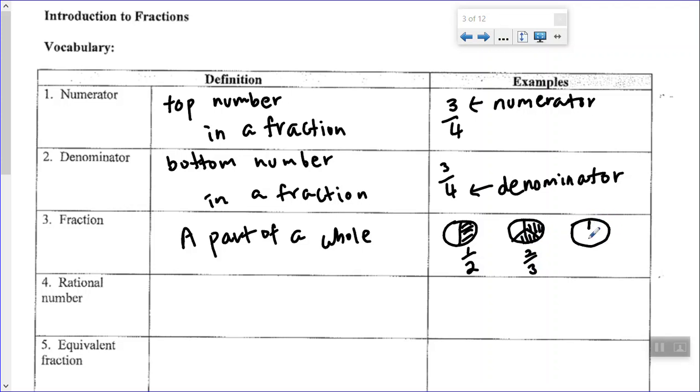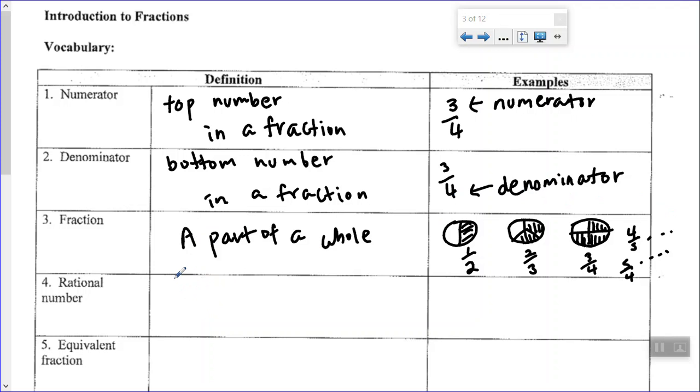If you cut the circle into 4 pieces and then shade 3 pieces, then it's 3 over 4. But it can be different numbers. It could be 4 over 5 or 5 over 4. It could be a lot. There are a lot of fractions with different numbers.